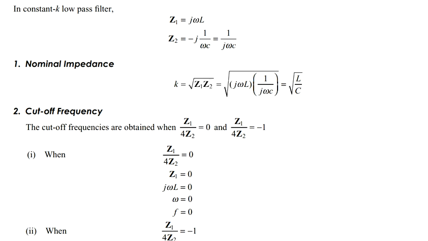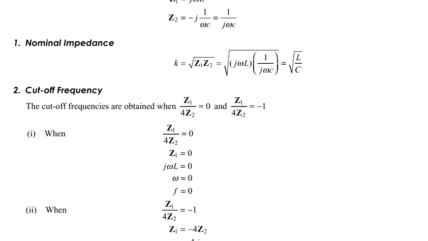So what is the second one? The second one is cutoff frequency. The cutoff frequencies are going to be obtained when Z1 by 4 Z2 is equal to 0 and Z1 by 4 Z2 is equal to -1. Why are these the conditions? If you go back to the characteristics of filters, these are the values at which the cutoff frequencies are occurring.